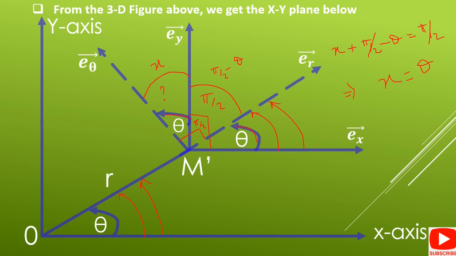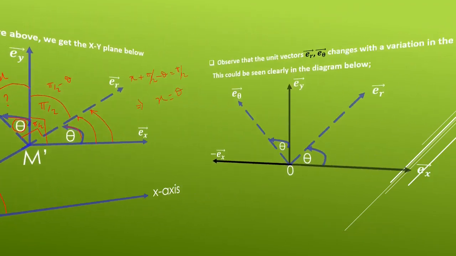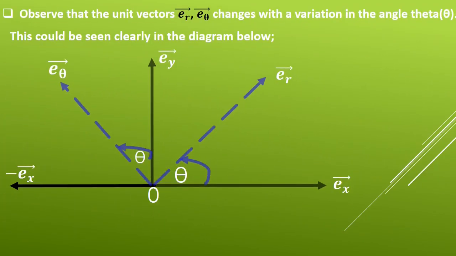That is why we have theta as our angle here. So now, considering just the section with the unit vectors in the projection of the xy plane above, this is the figure we obtain. Observe that in this figure, the unit vectors ER and E theta vary as theta varies. That is, if you increase theta, E theta will also change its direction, and if you decrease theta, E theta will also change its direction.